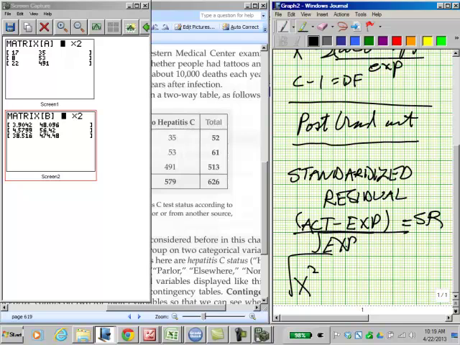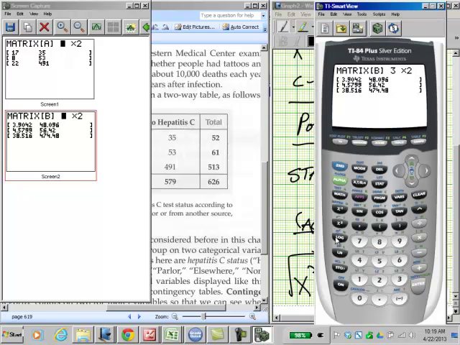Now, let's do actual minus expected on the calculator. Namely, use the matrices. So, we're going to take A minus B and store it in C. Alright, so let's do that. If you haven't done it already, let's do it now.